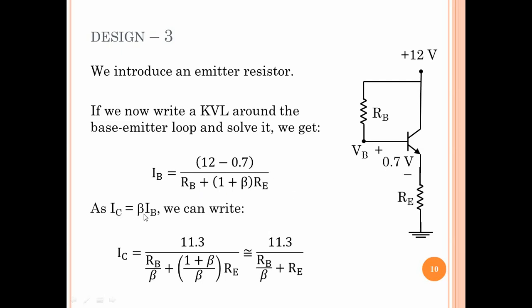And because IC is equal to beta IB, we substitute this as IC over beta, and then beta goes on the other side, and then we take the beta down, so we get IC equal to 11.3 divided by (RB by beta plus (1 plus beta) by beta RE). And we assume that beta is large enough that 1 plus beta is approximately equal to beta. It's not going to make too much difference in our calculations. So we write this approximately as 11.3 divided by (RB by beta plus RE). So this is what we get for IC.